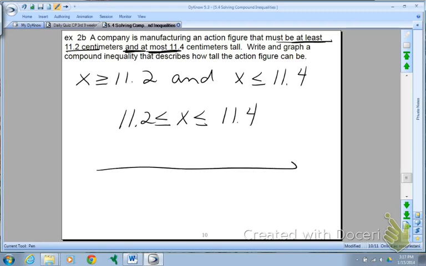Now, when we go to do our number line, we've got decimals. So we've got 0.1, 0.2, 0.3. So we're going to just focus on between 11 and 12. Here's 11, 0.1, 0.2, 0.3, 0.4, 0.5, 0.6, 0.7, 0.8, 0.9, 1.0, and then 12. So 11.2 is right here. Closed circle, and 11.4 is right here, and everything in between. So it doesn't give you much leeway for the height of the action figure.